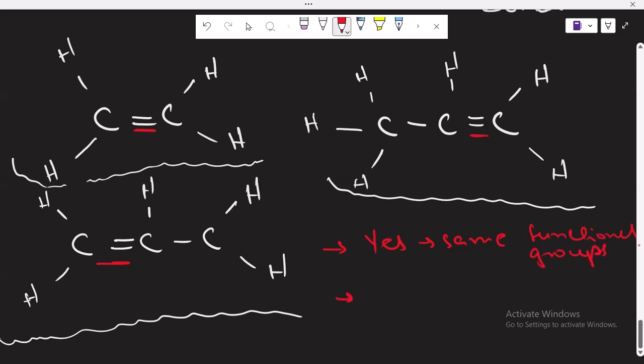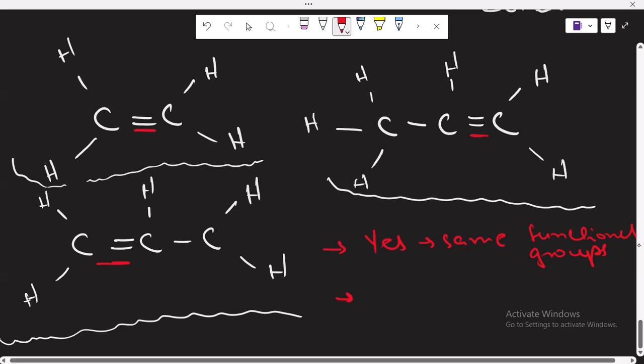Now the second point here is that they have similar chemical properties. Of course, we're going to look at this in detail when we get to the reactions, addition and substitution reactions. But for now, that means that all of these alkene molecules, even with 4 carbons and 5 carbons, will have similar chemical properties. That means with other molecules, they will more or less have the same sort of reactions. They all behave the same way. So yes, chemical properties, that's the second point.